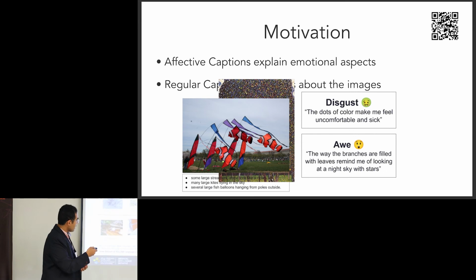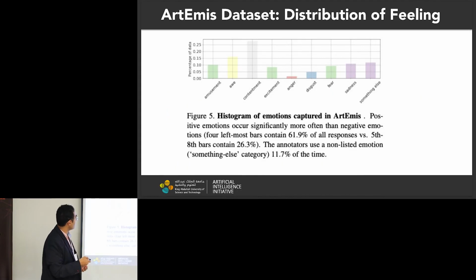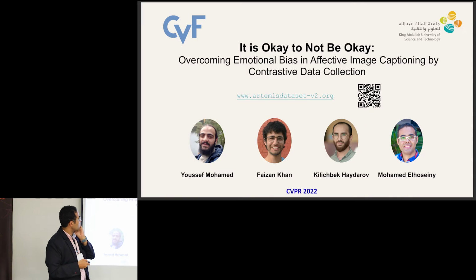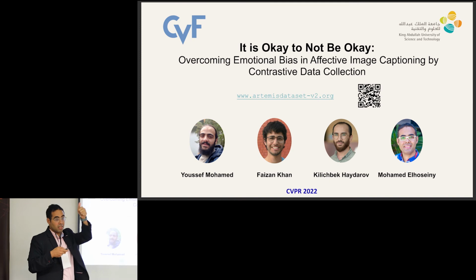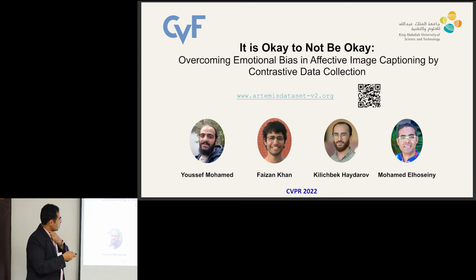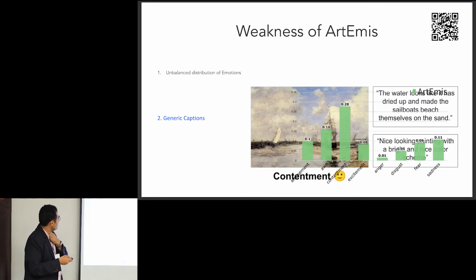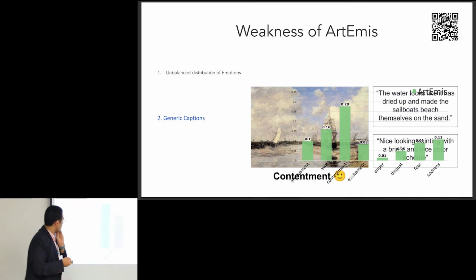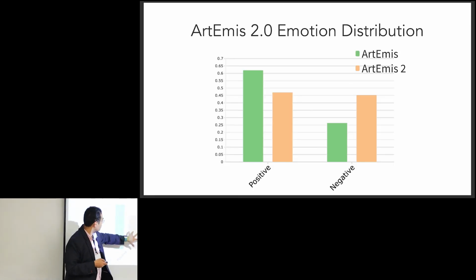So we did ArtEmis 1 last year. We found that there is bias in the dataset because there were many more positive emotions than negative ones, and we said that it's okay not to be okay. We want the model to be more capable of also handling negative emotions. So we created ArtEmis dataset version 2, and we collected a dataset that mitigates this bias. We also observed some generic captions in the dataset, and we wanted to get rid of this. So this is the dataset after balancing it.